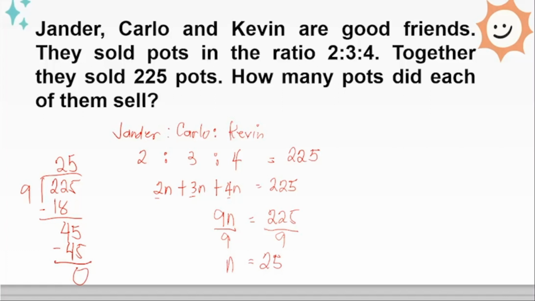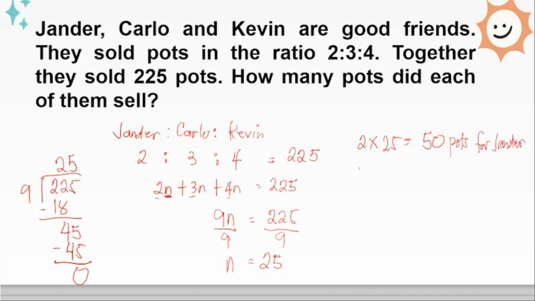The question is, how many pots did each of them sell? So we can substitute. Gender is 2, so we can substitute n. So here, 2 times the value of n, which is 25. So 2 times 25 is 50. So 50 pots for Gender.